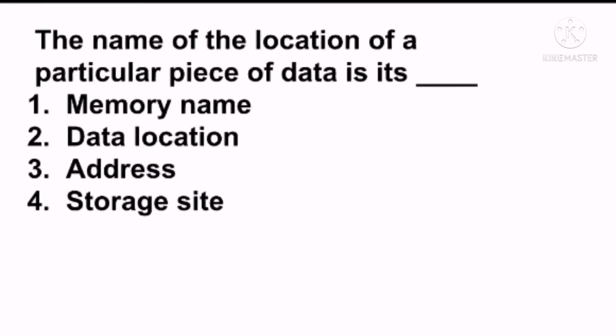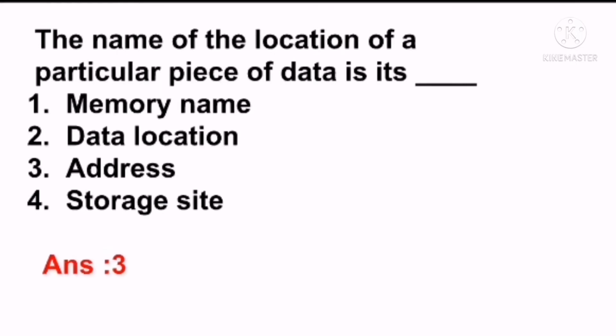Next, the name of the location of a particular piece of data is its what? Options are: first one, memory name; second one, data location; third one, address; fourth one, storage site. So correct option is option number 3, address. So the name of the location of a particular piece of data is known as its address.